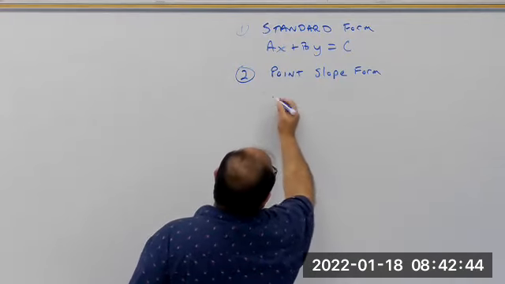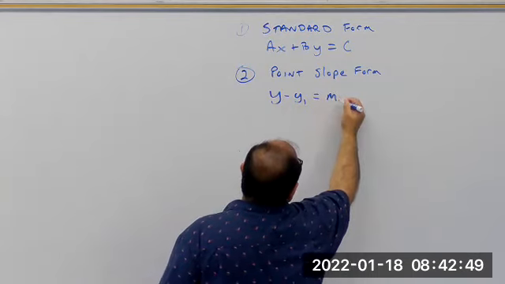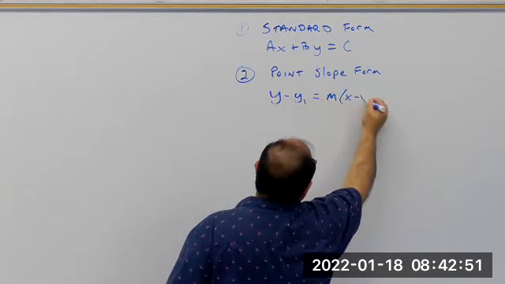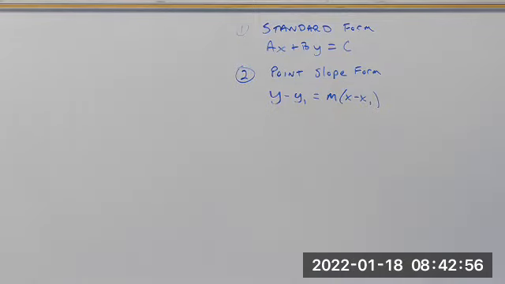So the point-slope formula is like this: y minus y sub 1 is equal to the slope m times x minus x sub 1. That's the one that we're not going to use.